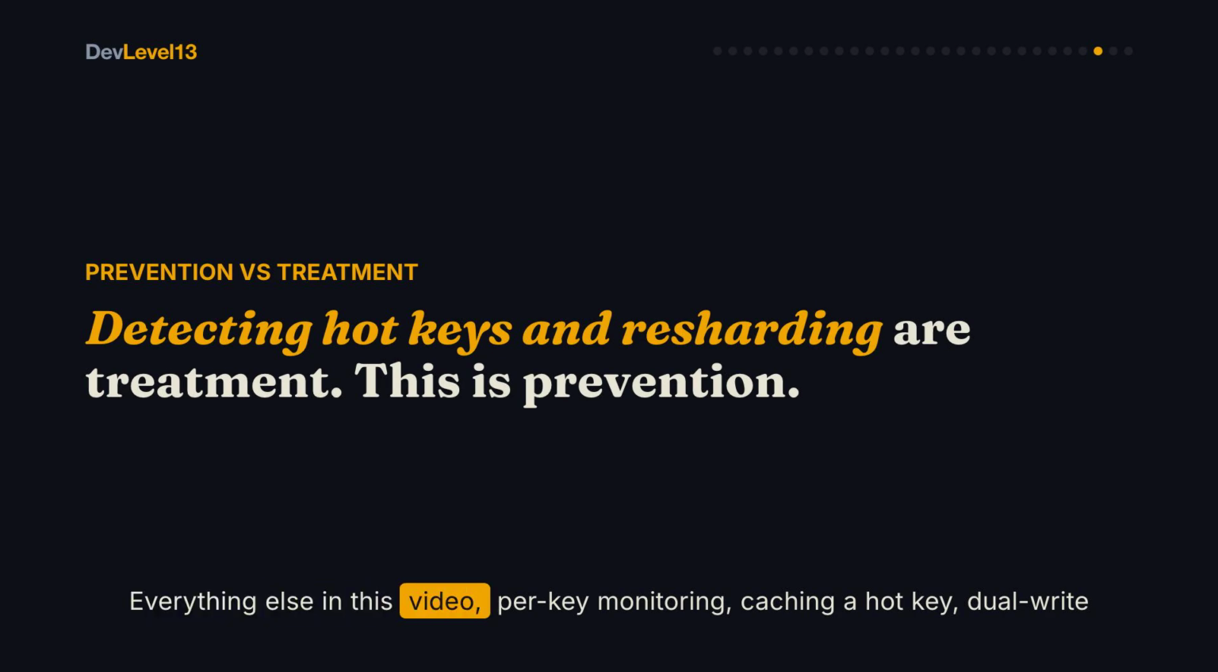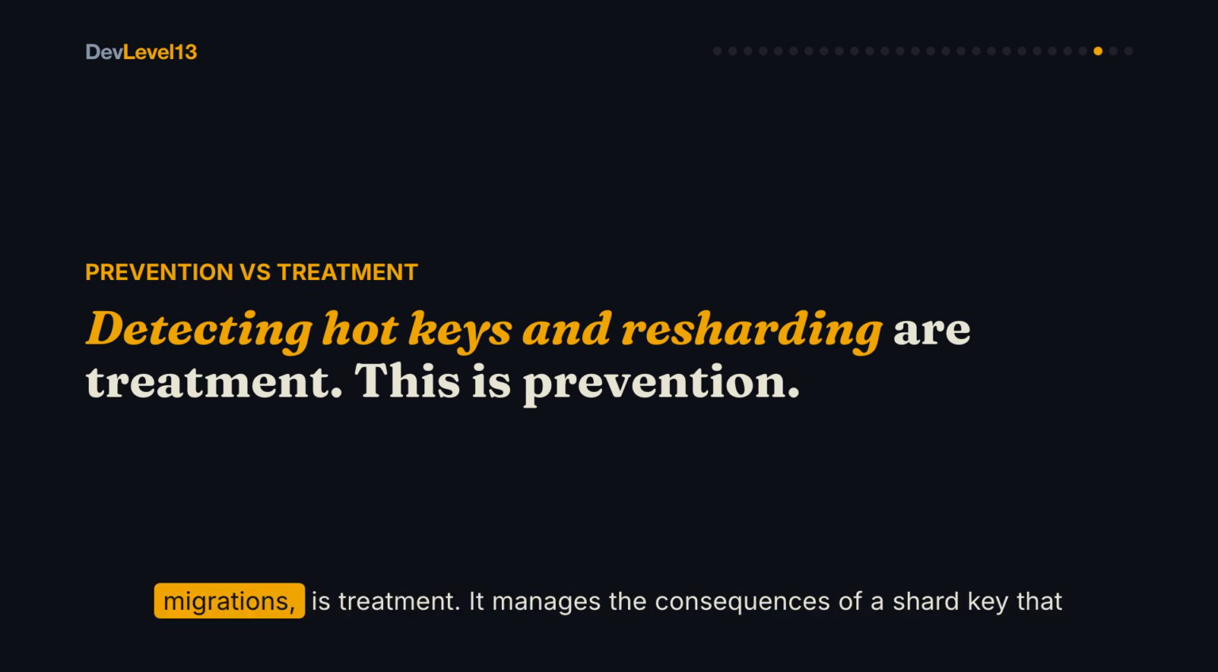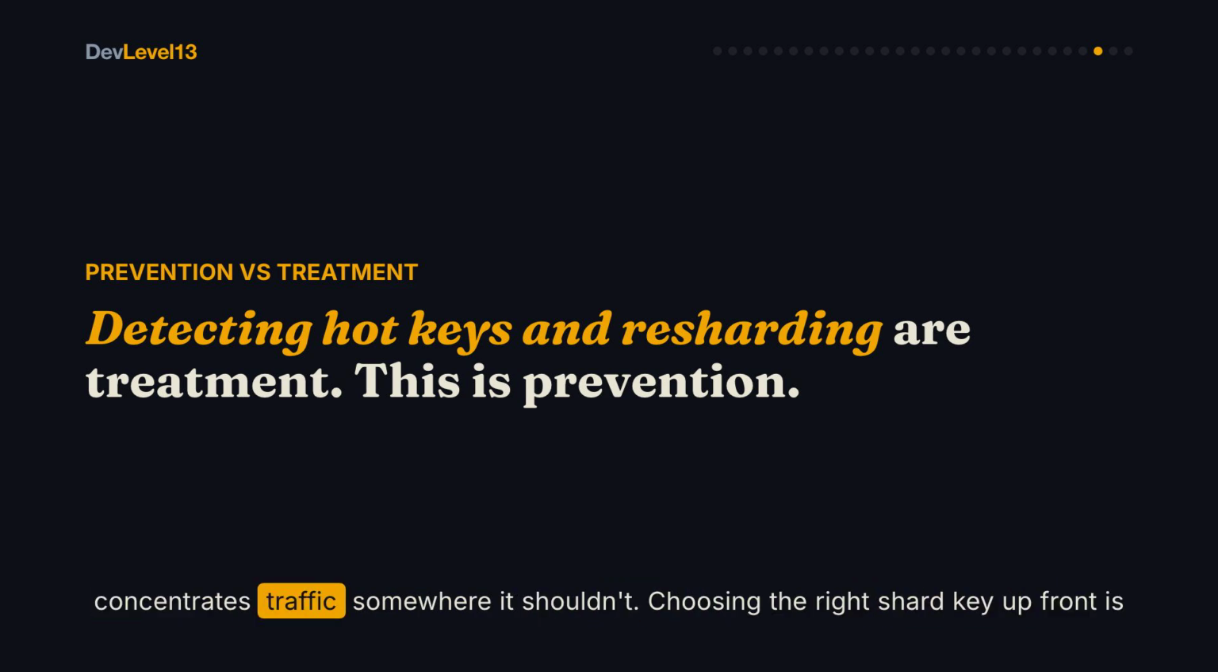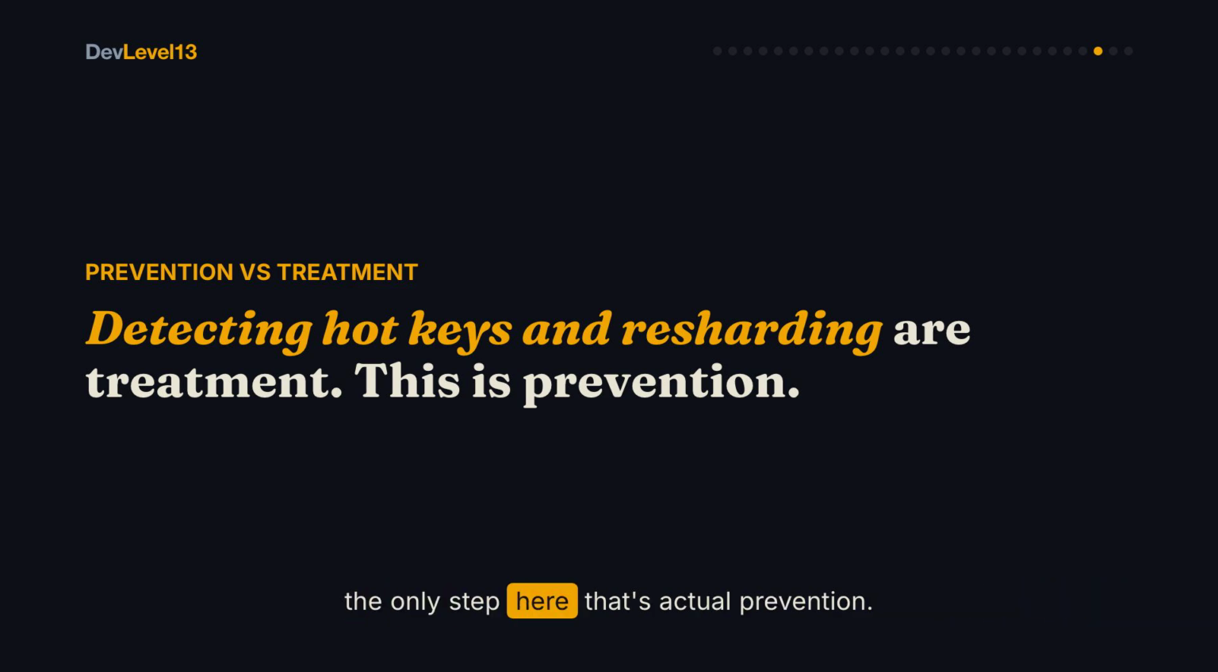Everything else in this video, per key monitoring, caching a hot key, dual write migrations, is treatment. It manages the consequences of a shard key that concentrates traffic somewhere it shouldn't. Choosing the right shard key up front is the only step here that's actual prevention.